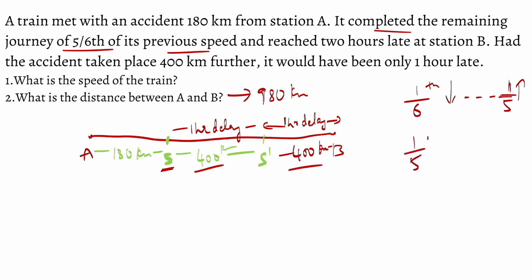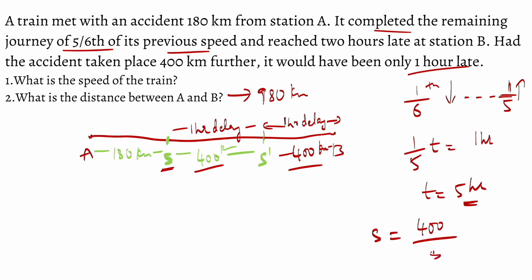So 1/5 of time is equal to 1 hour late, right? 1 hour late. So total time is 5 hours. So we know speed is distance by time, that is 400 here. So speed in this case is 400 by 5. So this will be equal to 80 km per hour. Hence the speed of the train is 80 km per hour.